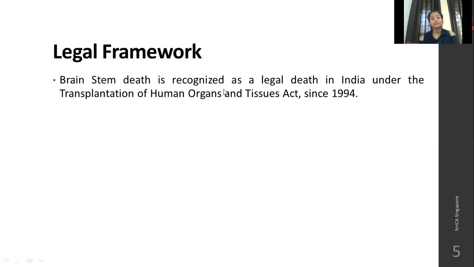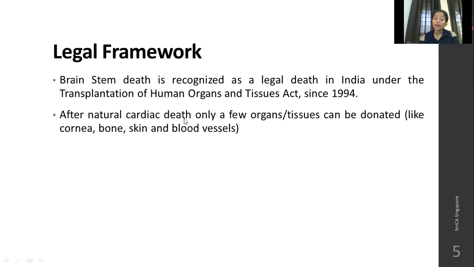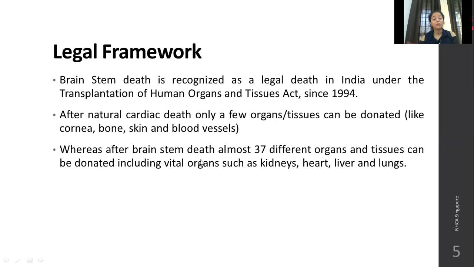Brainstem death has been recognized as legal death in India under the Transplantation of Human Organs and Tissues Act since 1994. So once a patient is brainstem dead, they will be legally dead in the registers. After natural cardiac death, only a few organs or tissues can be donated, like cornea, bone, skin, blood vessels. Whereas after brainstem death, almost 37 different organs and tissues can be donated, including vital organs such as kidneys, heart, liver, and lungs. That is the difference between cardiac death and brainstem death. You can see how many more organs and tissues can be donated in comparison.